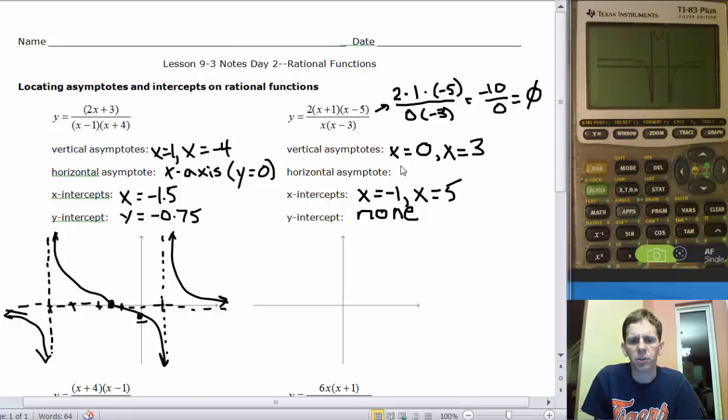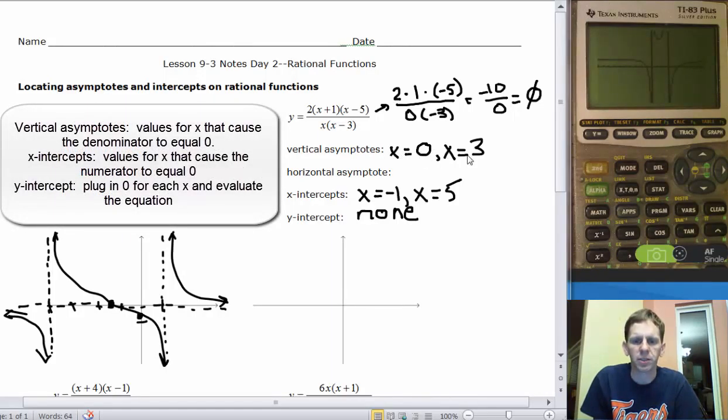So for our second function, we have two vertical asymptotes, x equals 0 and x equals 3. These are the vertical asymptotes because if you plug in 0 for this x, obviously you get 0. And if you plug in 3 for this x, you would also get a 0 in the denominator as well. So these are our two vertical asymptotes.